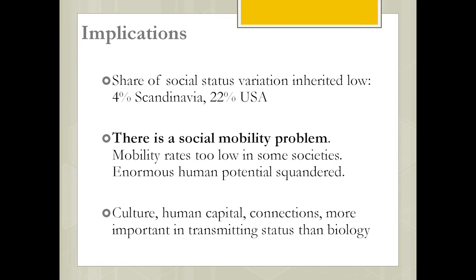But the other thing that we see is that since this rate varies across societies, it has the implication that it must be cultural, social and institutional factors that are the crucial determinants of inheritance rates and social mobility rates. It also implies that some societies must see a systematic misallocation of people of potential talents to tasks or status in society, and that there really is a significant social mobility problem. So that's the contemporary picture.